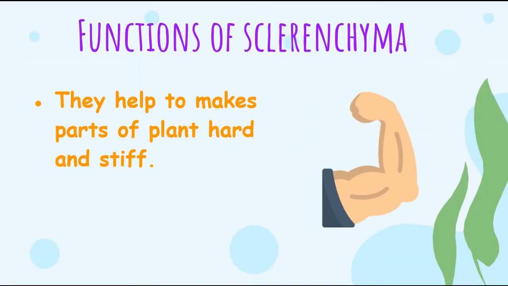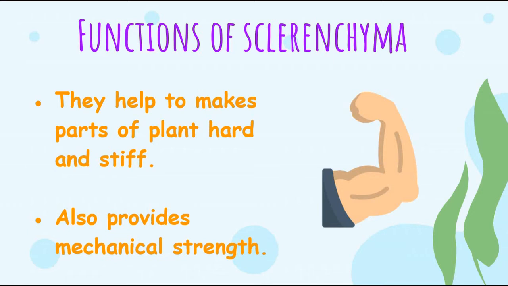So now let's look at the functions of sclerenchyma. They help to make parts of plant hard and stiff. They also provide mechanical strength. They are not like the collenchyma tissue. If you see the collenchyma tissue, I have said before, they are flexible. But the sclerenchyma tissue is not flexible. It is pretty hard. I guess it goes to gym and does workout, but the collenchyma doesn't do much. Okay, let's not get into it now.